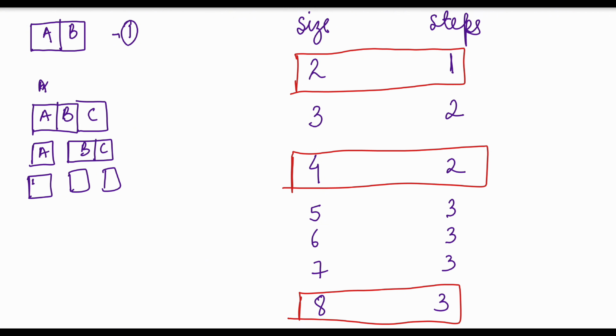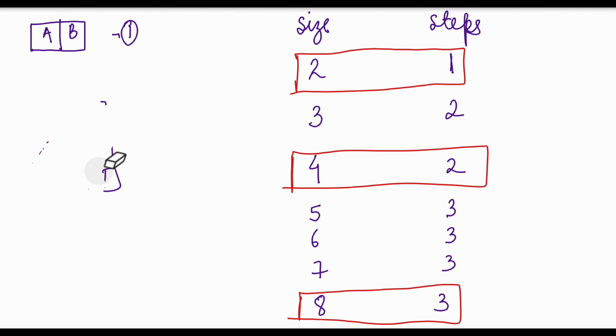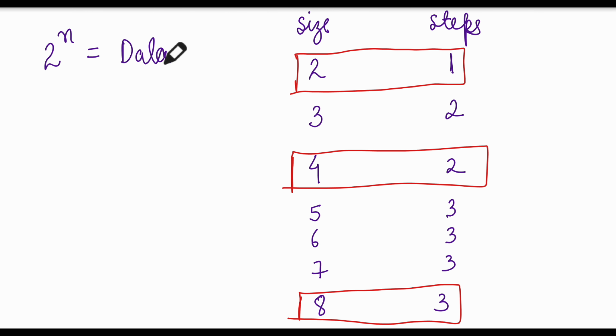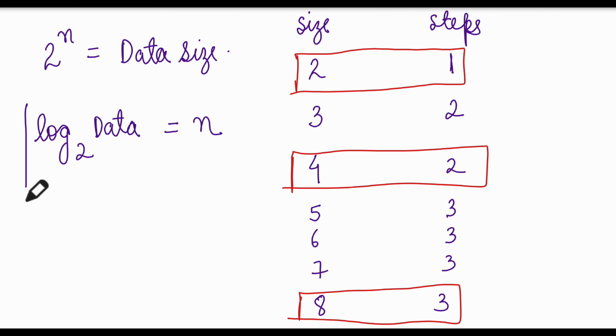Correct. So if you know the power of 2, how does it work? The power of 2 works like this: 2 raised to the power n is equal to your data size. So this is how this algorithm works. Here n is the number of splits that is required. Those who know how to convert this into log, if you take log on both sides, how does it come out to be? Log base 2 of data size is equal to n. This is the implementation of log.